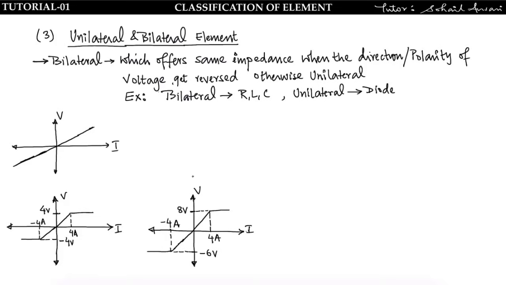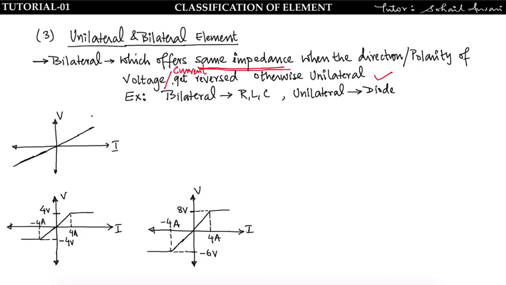Now see unilateral and bilateral elements. An element is said to be bilateral if it offers the same impedance when the polarity of voltage or current gets reversed. I am taking voltage, but you may take a current also. Suppose a current source is connected, no problem. So an element is said to be bilateral which offers the same impedance when the direction or polarity of voltage or current gets reversed, otherwise unilateral.